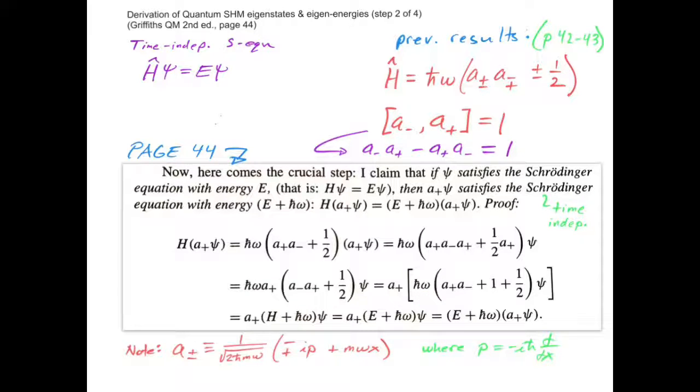The h bar omega distributed onto this and this, well, that's just the Hamiltonian. And the a plus operator is still just hanging along outside, sitting out here. So all we've done is factor the h bar, or distribute the h bar omega through onto here, replace the appropriate parts with the Hamiltonian operator, and rewrite it this way.